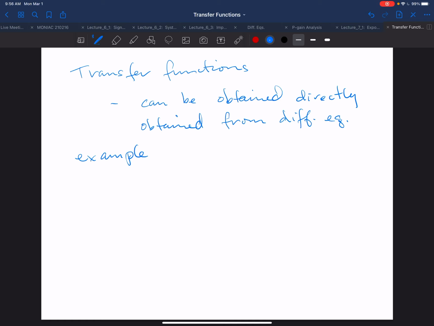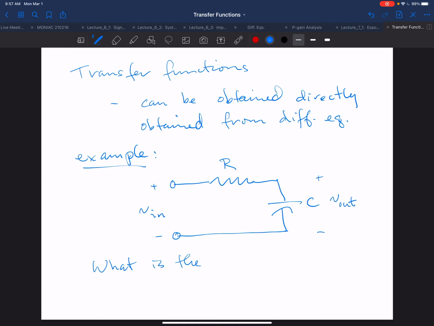So as an example, let's take a simple circuit. Suppose we've got a so-called RC circuit consisting of a resistor and a capacitor. Let's call the voltage across these terminals V in. So we'll think of this as the input to our system, and we'll think of the voltage across the capacitor as the output. How do we find the transfer function?